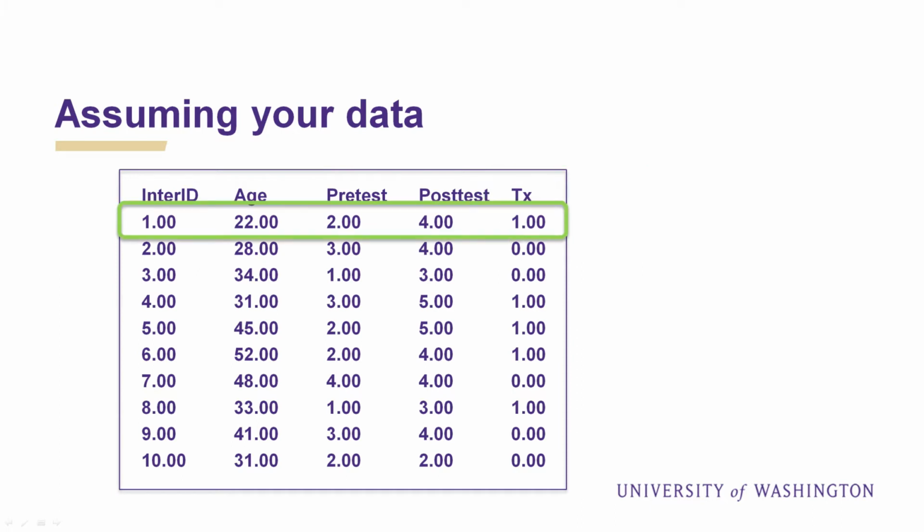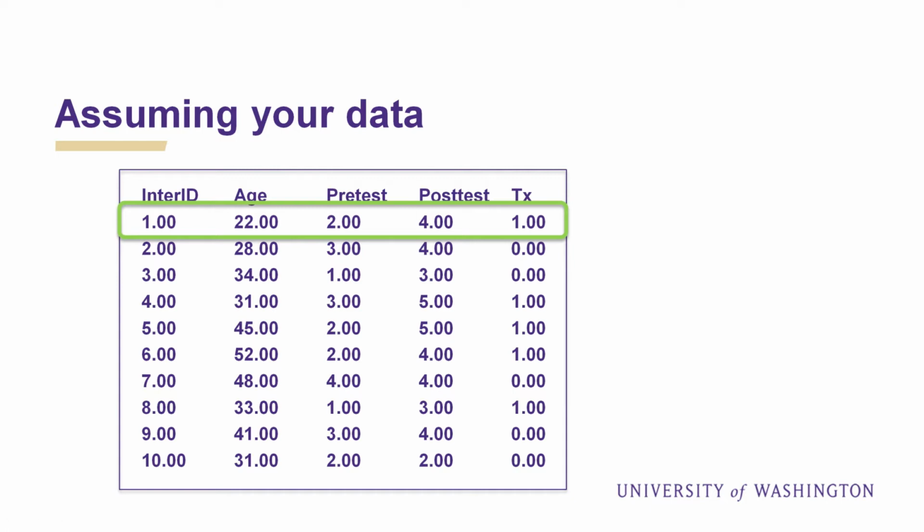And each row shows you information of a study participant. For example, the participant with ID number 1 is age 22, scored 2 in pre-test and scored 4 in post-test, and was in the treatment group.